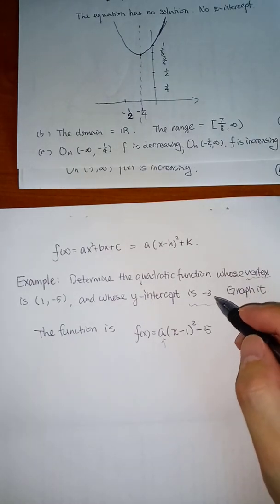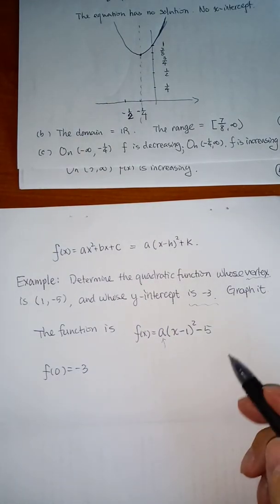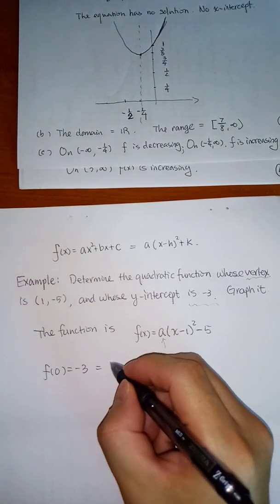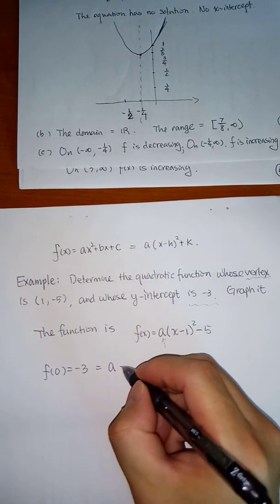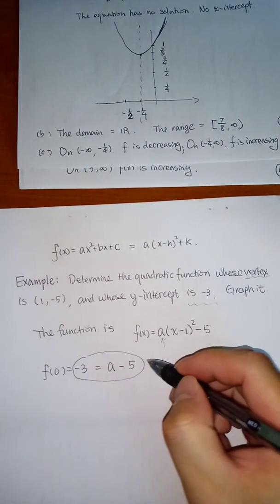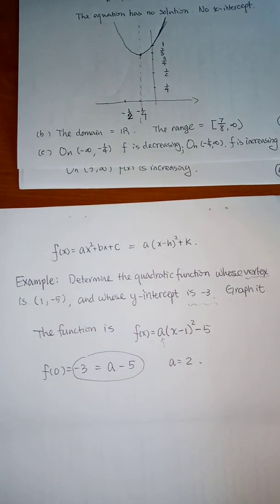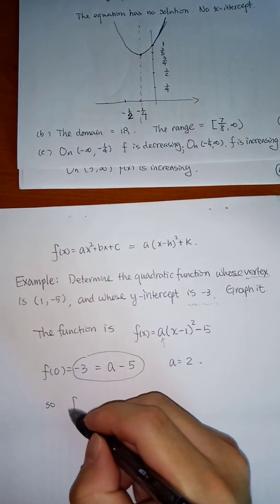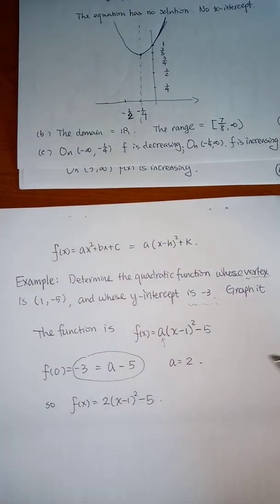The y-intercept is f(0). So f(0) is equal to -3. You check it. When x is 0, 0 minus 1 is -1. (-1) squared is still 1. So 1 times a is a minus 5. So you get -3 is equal to a minus 5. So you move 5 to the other side, you get a is equal to 2. So the equation is 2 times (x minus 1) squared minus 5.